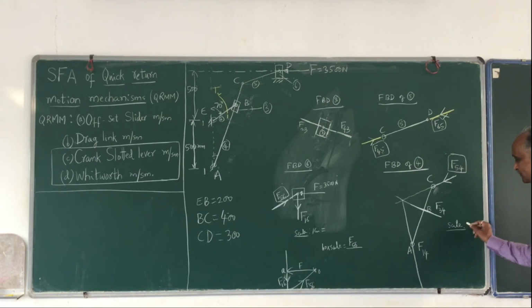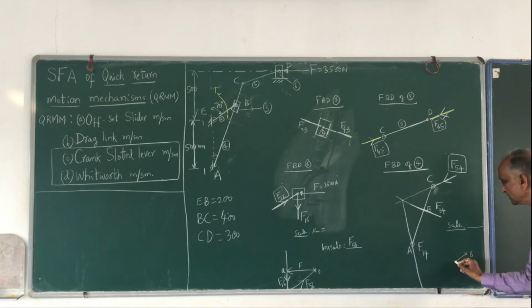Choose some scale, 1 centimeter is equal to so much. You choose a starting point, say O. Draw the first force. Which one do you know? You know F54. So start here and draw a line parallel to this in this direction, and this is F54, and I call it A.